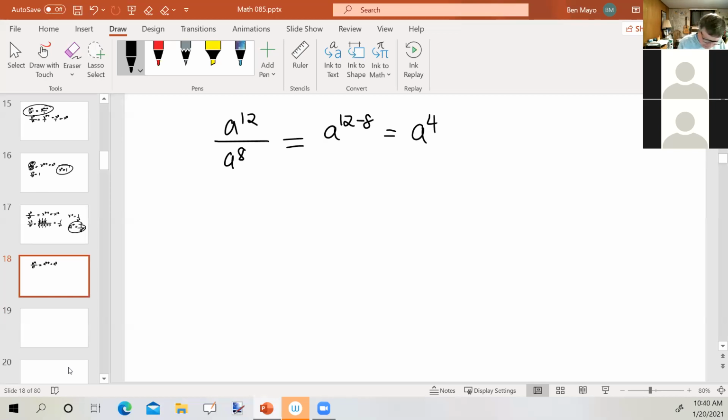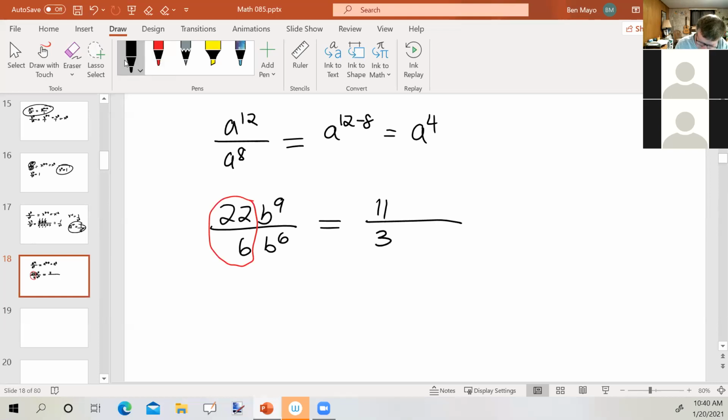All right. Let's say we've got 22b to the 9th power divided by 6b to the 6th power. Well, the coefficients, the 22 over 6, they're both even, so I could reduce those down to 11 over 3, dividing the top and the bottom both by 2. B to the 9th over b to the 6th is b to the 3rd power. So we end up with 11 thirds b cubed. All right. Again, any questions on that problem?